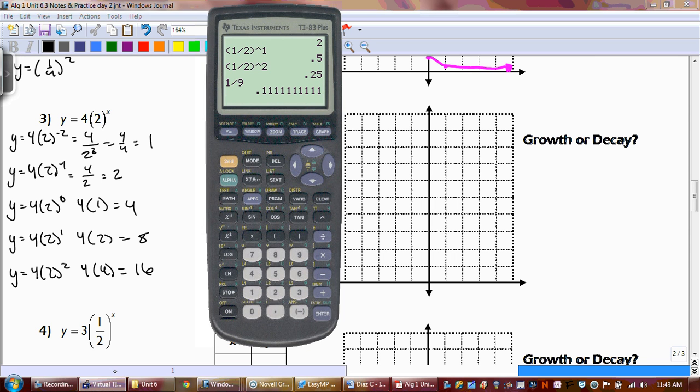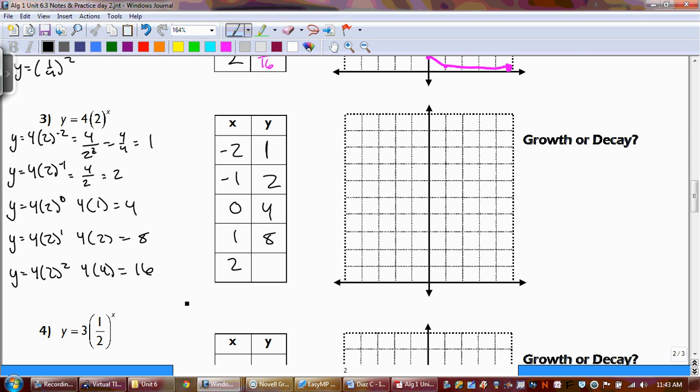Okay, and remember, you can plug this into your calculator. It'd be 4 times 2 raised to the -2nd. Okay, if you're having trouble, you can plug this into your calculator. Oh, I forgot to put this one in, 16. All right, let's graph this.